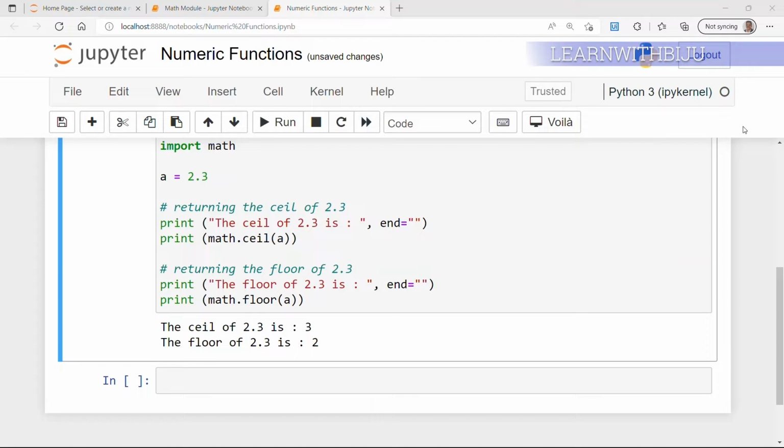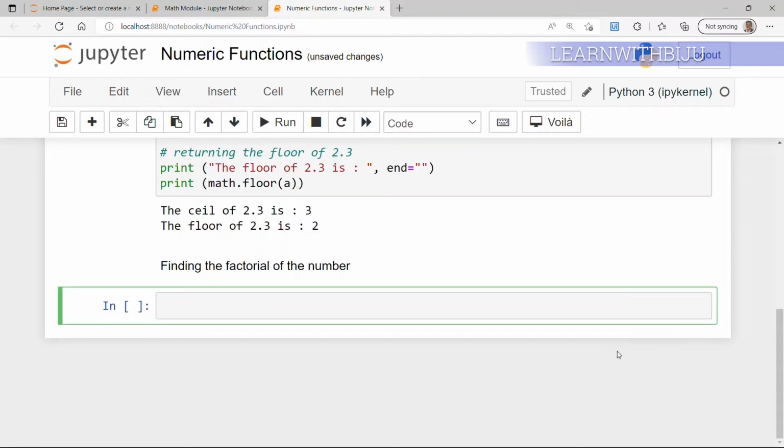Next we are going to see the factorial of a number. Using the factorial function, we can find the factorial of a number in a single line of code.